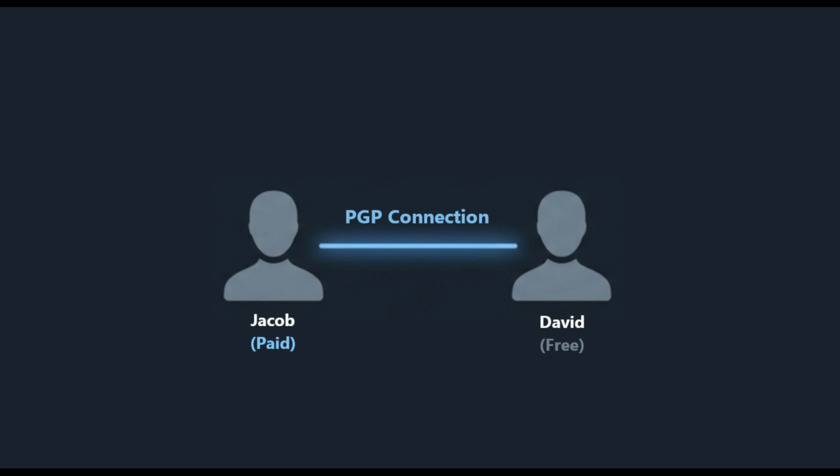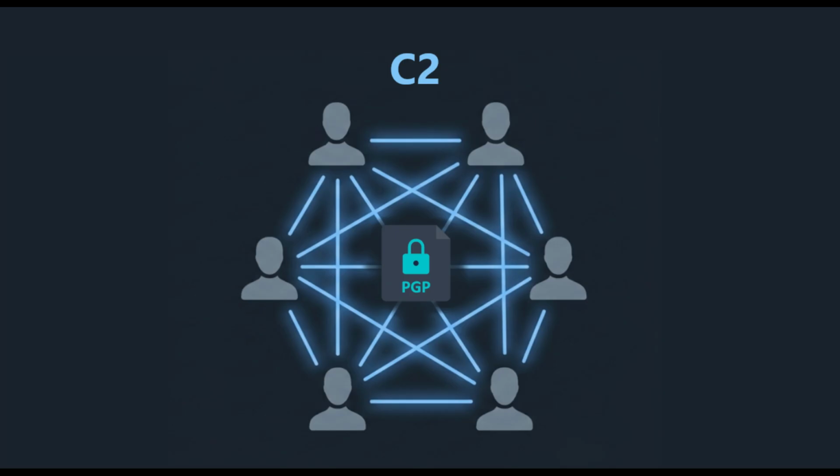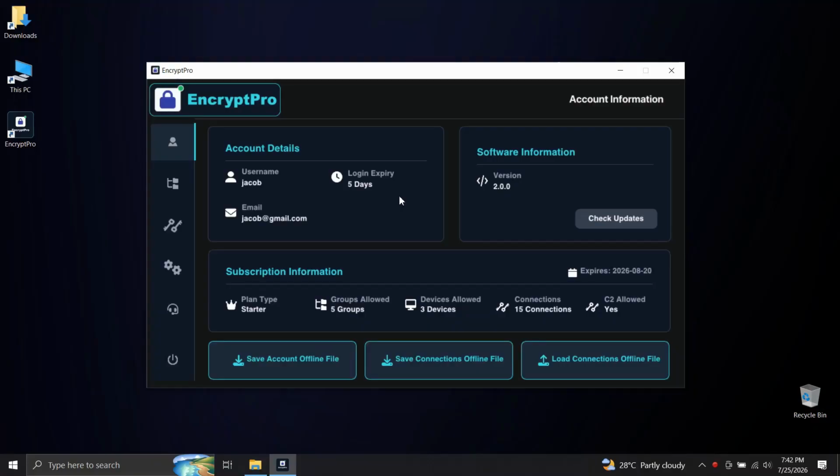In this video, we already have a C1 connection set up between Jacob and David, but everything works exactly the same way on a C2 connection. So if Jacob had a C2 connection with multiple members, any one of them could encrypt a file and every other member could access the file instantly. That is C2, built for businesses and teams who cannot afford to compromise on how sensitive files are shared.